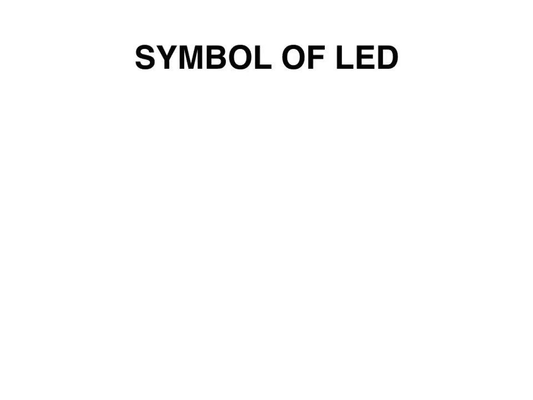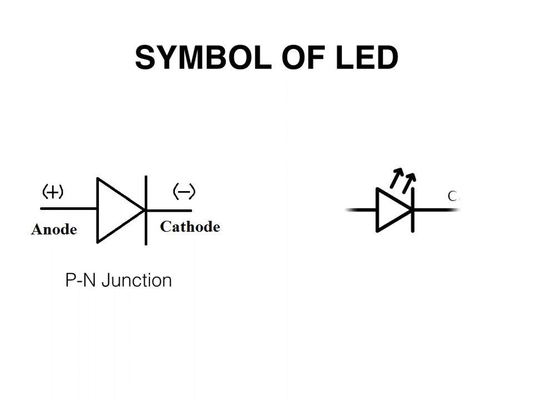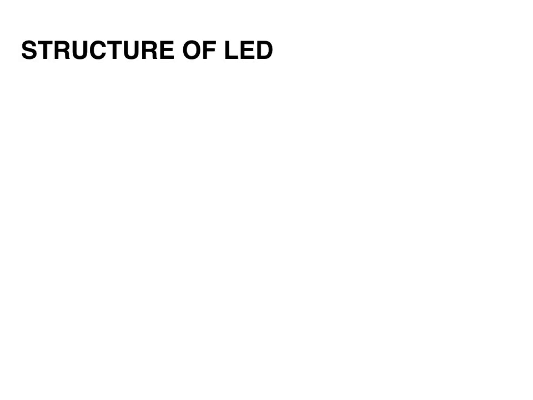Now let us see the symbol of LED. It is almost identical to the normal symbol of diode. Additionally, there are two outward arrows which symbolize this is the symbol of LED. Now let us observe the physical structure of LED.